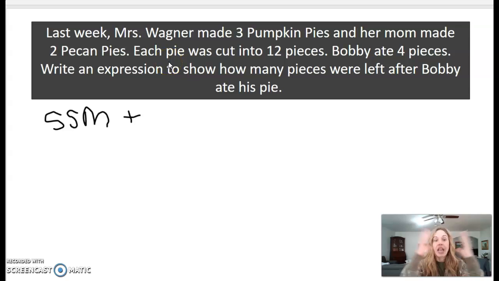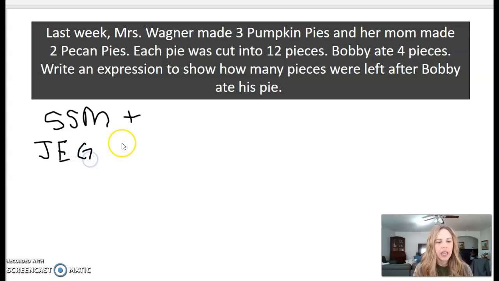Okay, then it says each pie was cut into 12 pieces. Well, we have our total number of pies that were cut into pieces, and all the pies have the same number of pieces. So to me, that sounds like we are joining equal groups. And what operation is that? Multiplication, right?